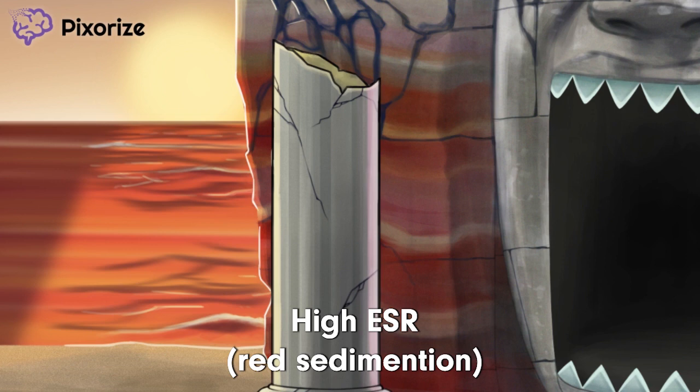ESR is increased in giant cell arteritis, which makes sense since giant cell arteritis is an inflammatory disease of the blood vessels. Recall, the suffix itis literally means inflammation. This should be pretty obvious, so I'm just going to move on.